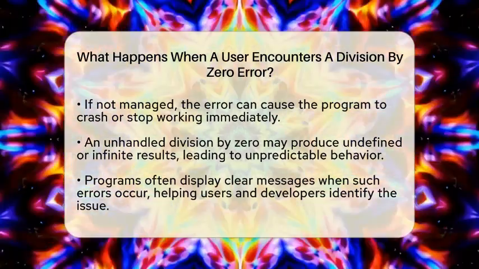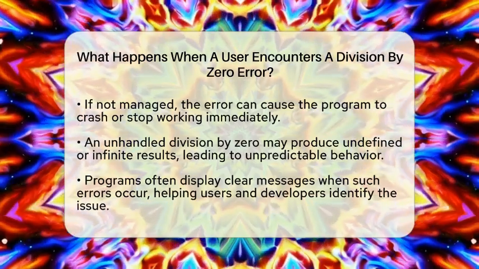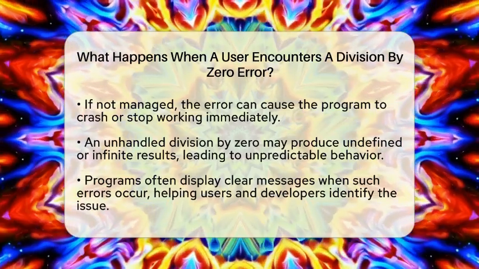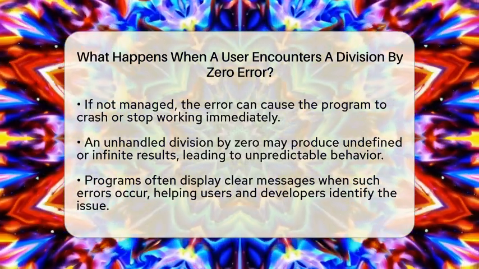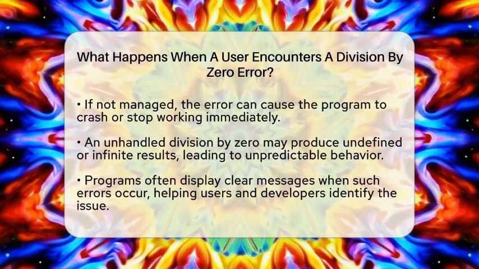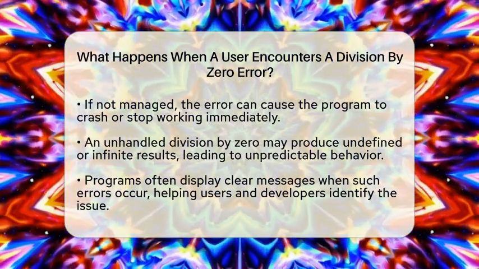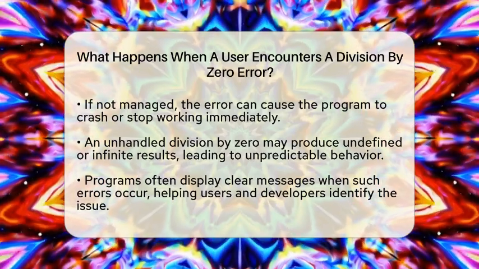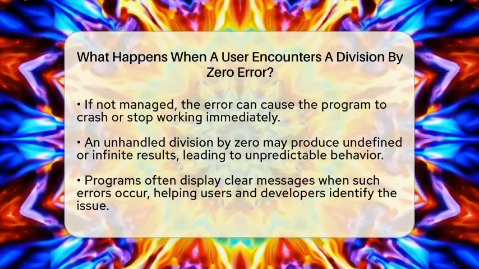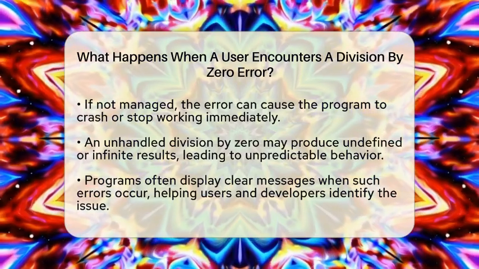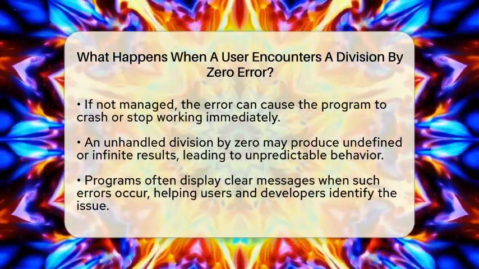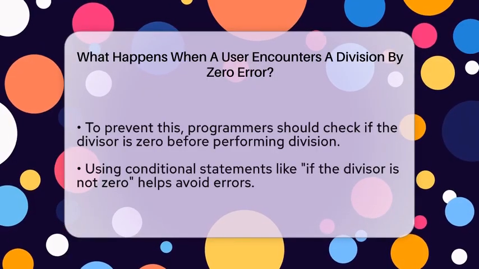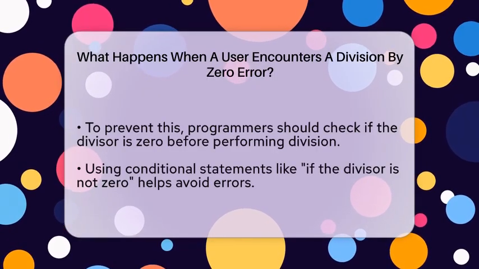Sometimes, if the error isn't managed, the program might produce an infinite or undefined result. For example, dividing a number by 0 doesn't give a real number. Instead, it results in something called infinity or an undefined value. This can cause further problems if the program tries to use that value later. It might lead to incorrect results or cause the program to behave unpredictably. Most of the time, programs can give a clear message when a division by 0 occurs. This helps developers or users understand what went wrong.